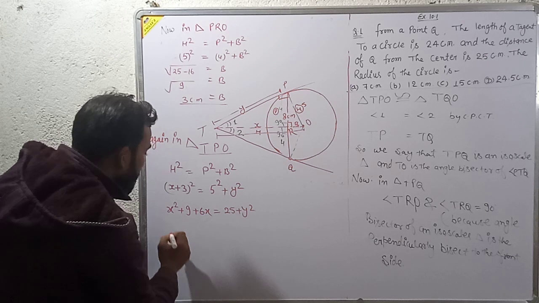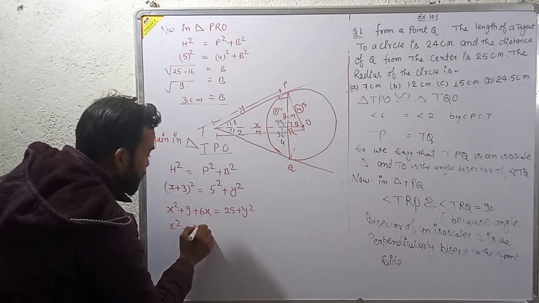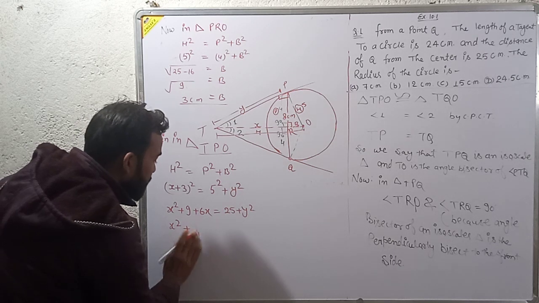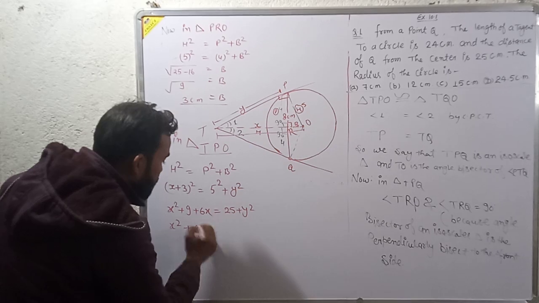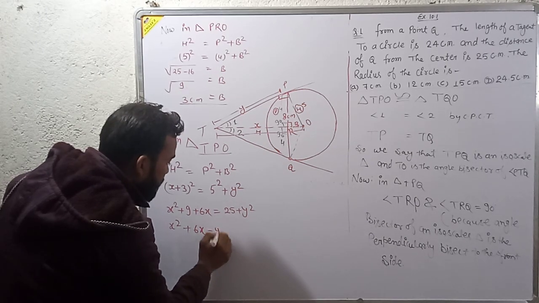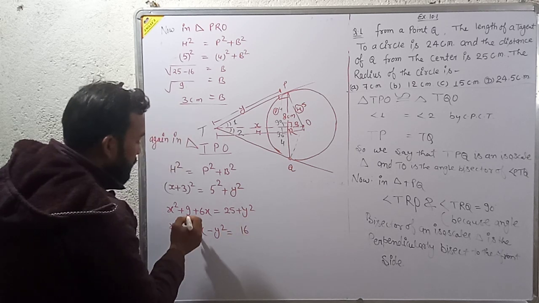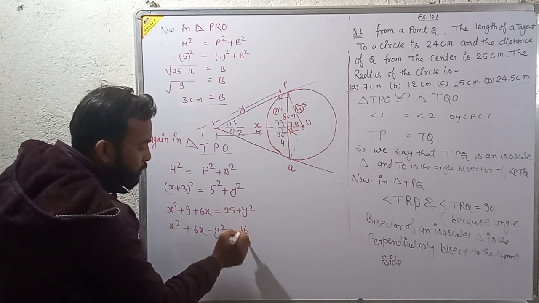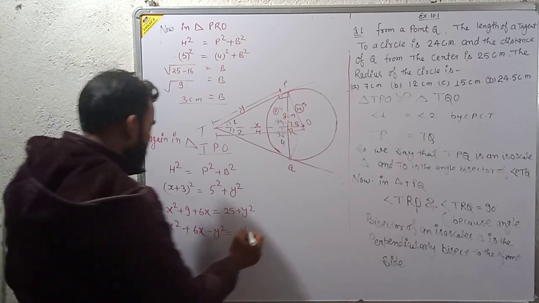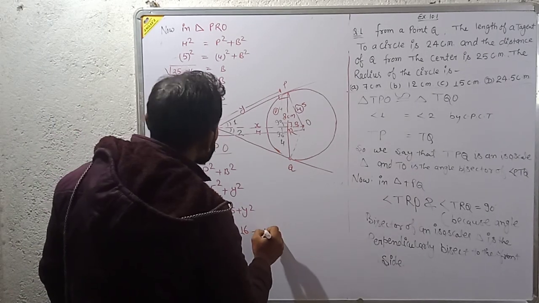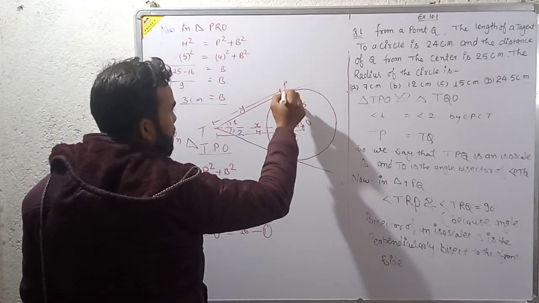This is equal to x square plus 9x, that means minus 16 plus 6x minus y square is equal to 16. 9 will be transferred and becomes minus, so it will be 16. This is equation number first.